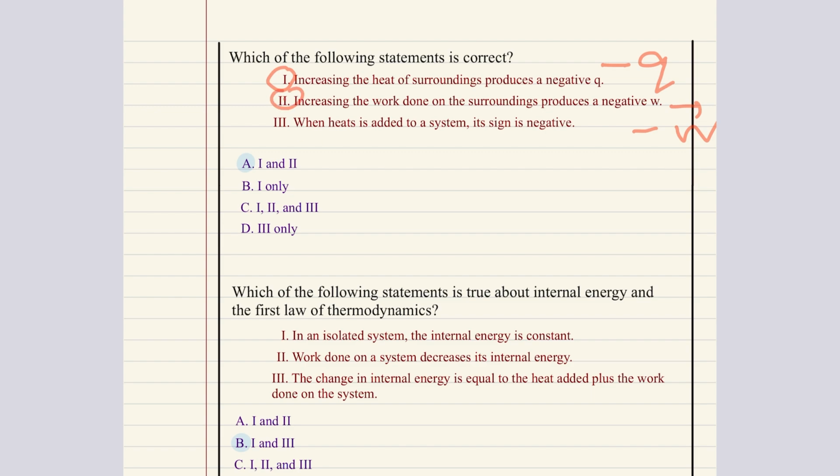Finally, statement 3 says, when heat is added to a system, its sign is negative. This one is false. When the system gains heat, meaning heat is added to it, Q is going to be positive. So that's why this statement is incorrect. Since only statements 1 and 2 are true, the correct answer is A.